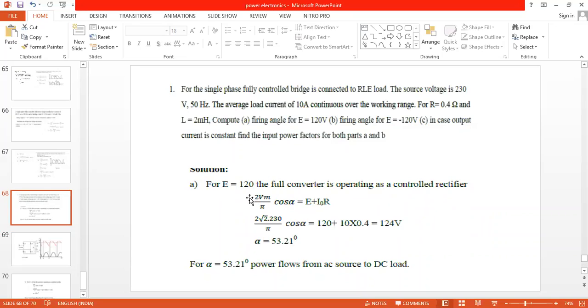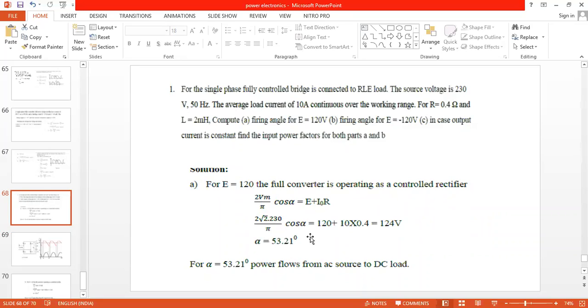So now, what is Vm? Vm equal to root 2 into Vrms, so root 2 into 230. Just substitute your value. Once again, please check, all of you, how much alpha you are getting. Here the pi value is nothing but 3.14. You are getting 53.21 or not? Please tell me very fast.